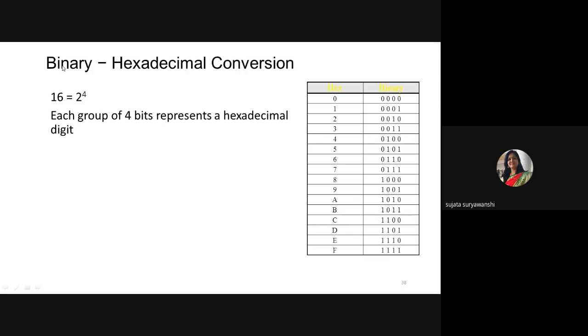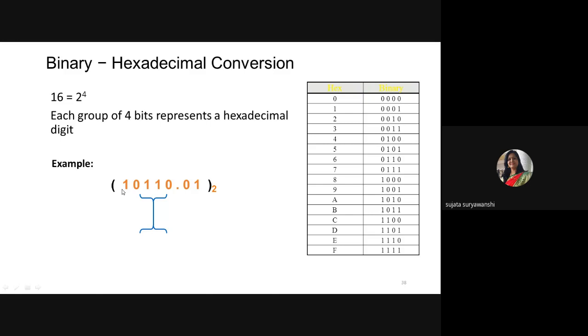After that, binary to hexadecimal conversion: a binary number is given and you have to convert it into a hexadecimal number. Instead of making groups of 3 bits, here you have to make groups of 4 bits. So the given number is 10110.01. Start from the decimal point and make a group of 4 for the whole number, 0110. So 0110 is equal to what? Yes, 6. Very good.